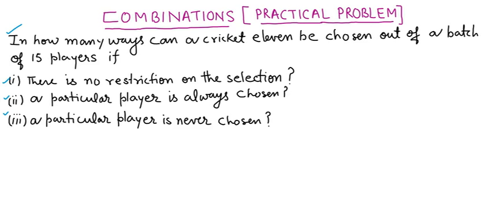Second part of this question is, a particular player is always chosen. Now in the third part of this problem, a particular player is never chosen.